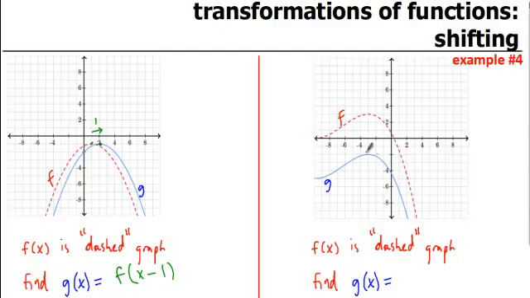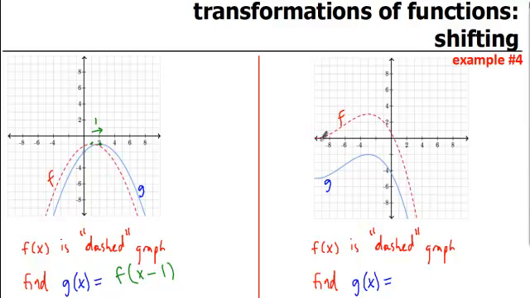What about this graph right here? If we start with our f function, what's happening to this in order to get to our g function? What you're looking for is to see, can you find a point somewhere on that graph that you can see is right on the grid marks?